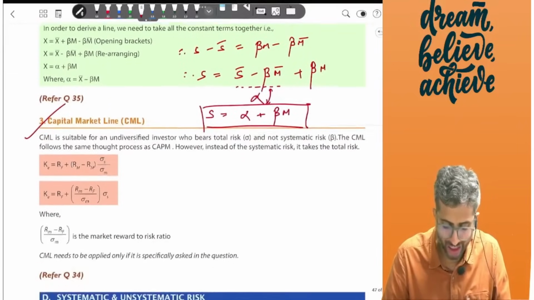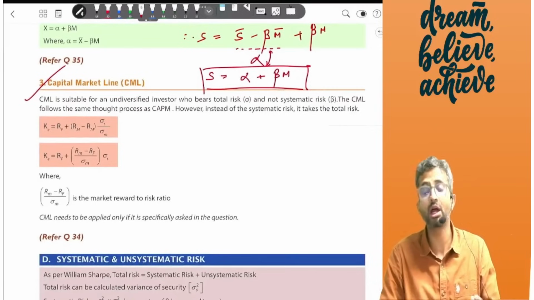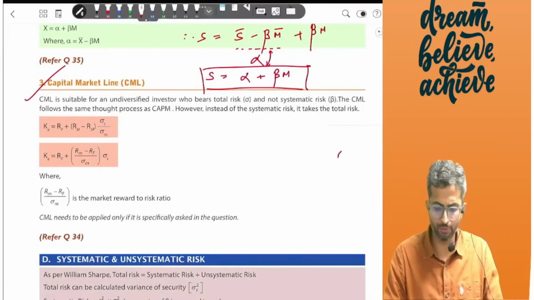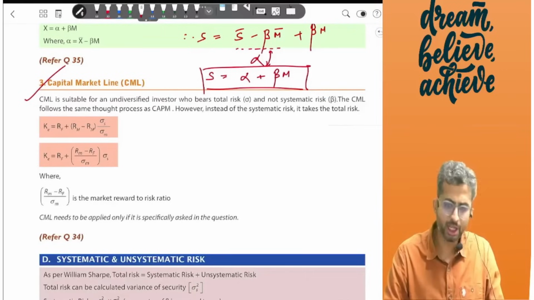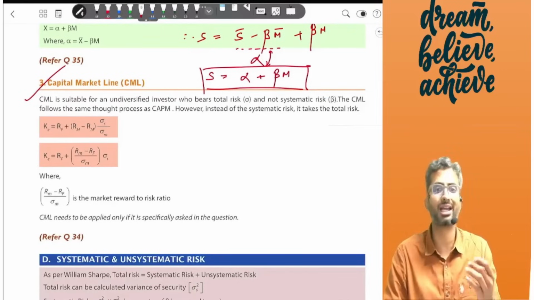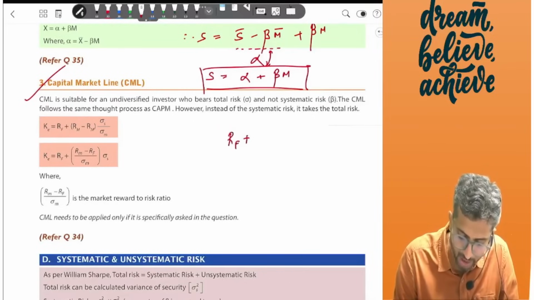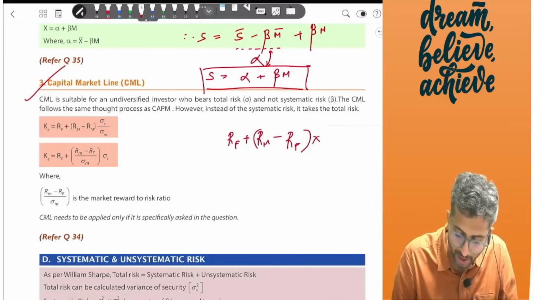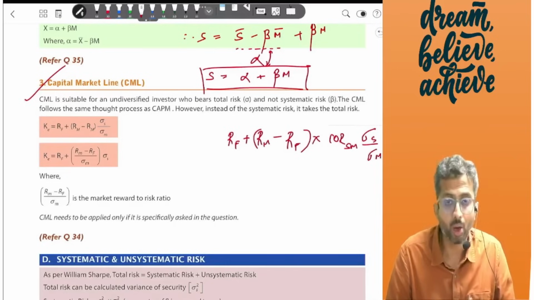There is also capital market line. The capital market line is for an investor who is not efficiently or fully diversified, and hence does not treat beta as a measure of risk. In fact, that investor treats standard deviation as a measure of risk. So the formula for CAPM remains the same: RF plus RM minus RF, usually into beta. But beta is calculated as a correlation of security with the market into standard deviation of security upon standard deviation of market.